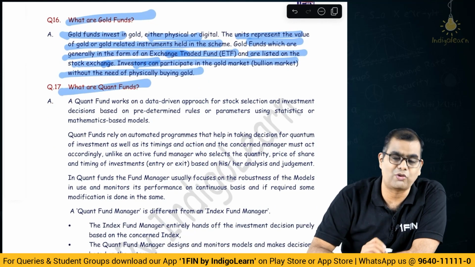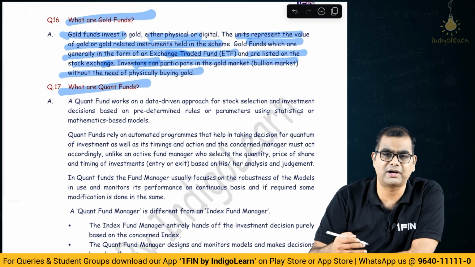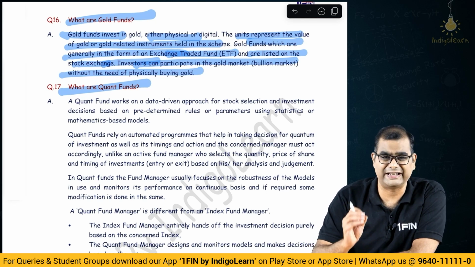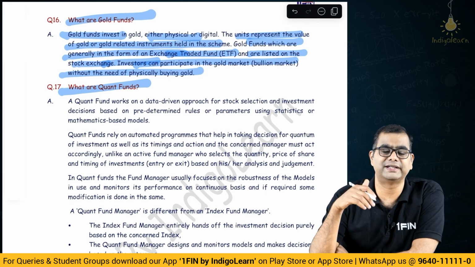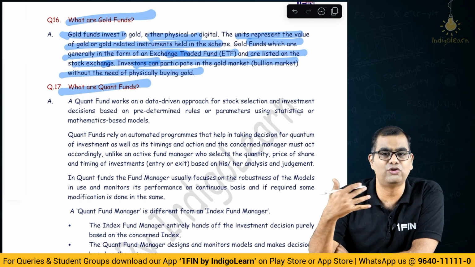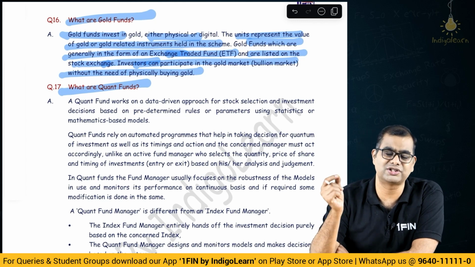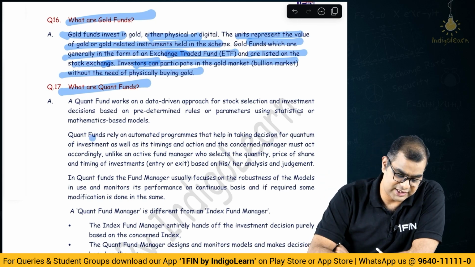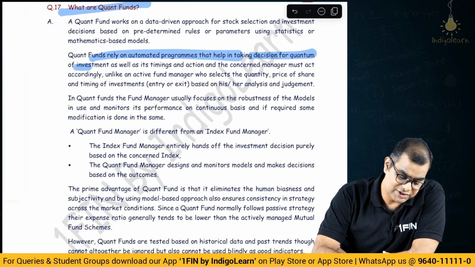Then you have something called quant funds. Now, quant funds are a recent phenomenon. I won't say very recent, but especially in the last couple of decades, they've caught up very well. These funds are data driven, statistical models where they look at factors that are influencing a particular stock price, and they make quick decisions, and invest in stocks and then come out of stocks very quickly. So, these funds rely on automated programs that help in decision making.